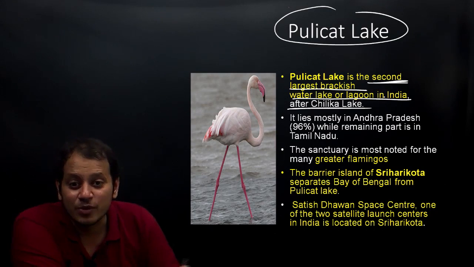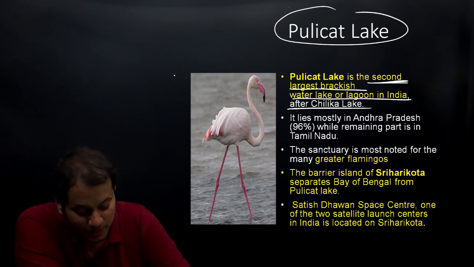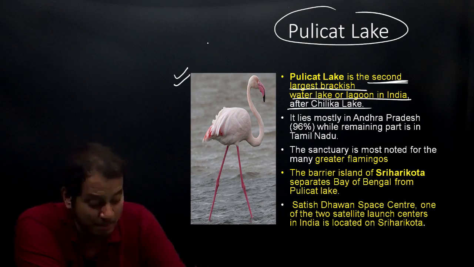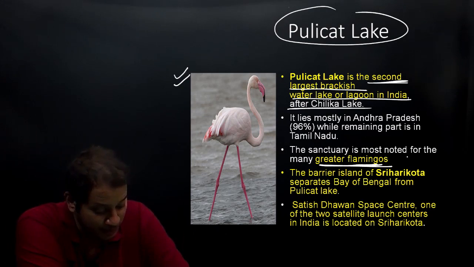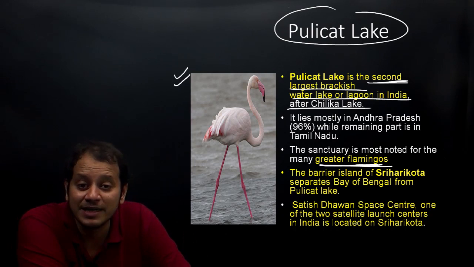Pulicat Lake, what you can see in the photo, which is this bird? This is flamingo. So remember, the Pulicat Lake is famous for flamingos, greater flamingos. The Pulicat Lake is famous for greater flamingos.